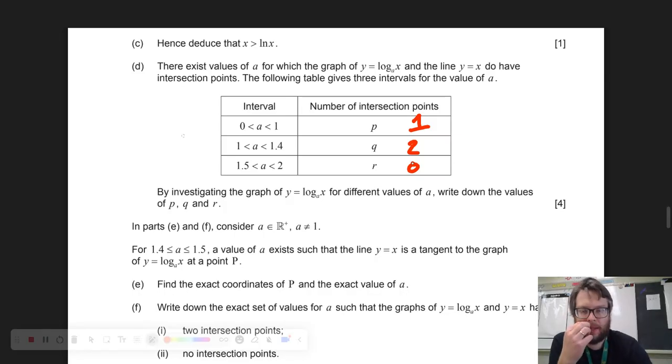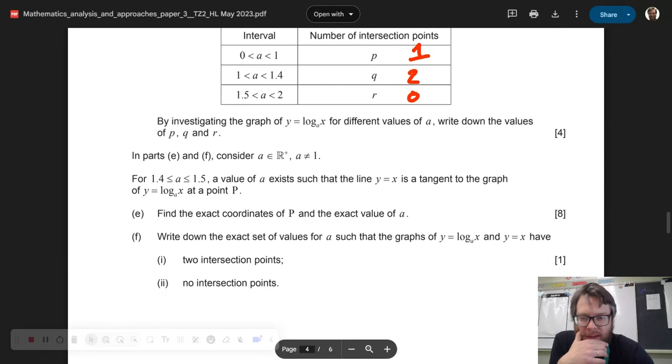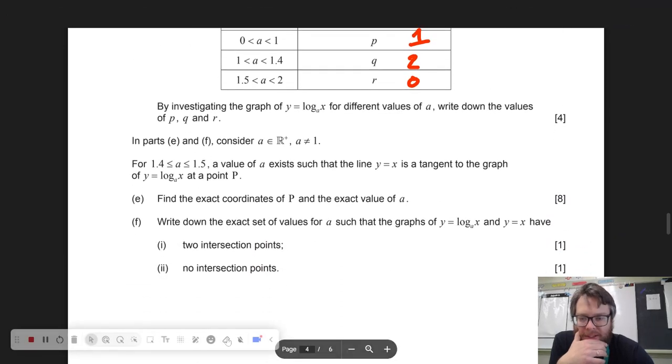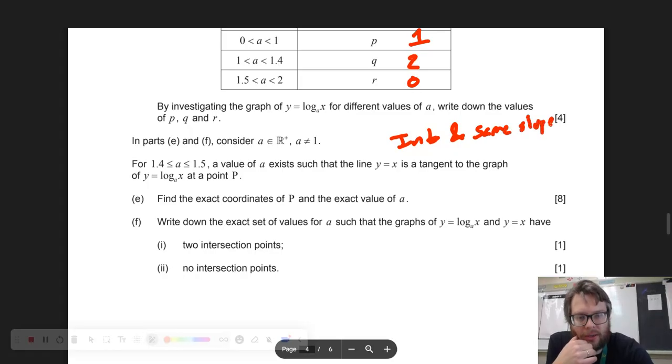Okay. Now, let's keep going here. Consider an a value such that the line y equals x is a tangent at a point P. So tangent means two things. It means that it intersects, and it means that it has the same slope, same gradient.